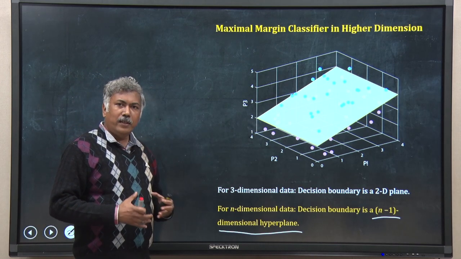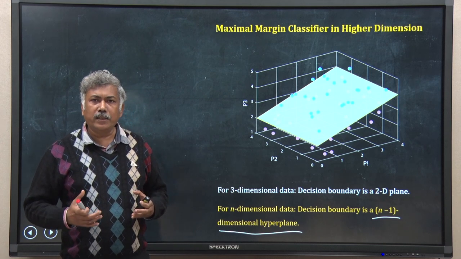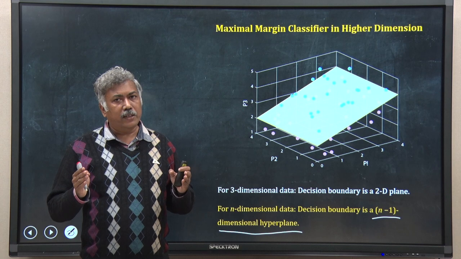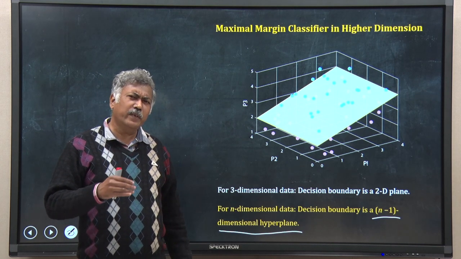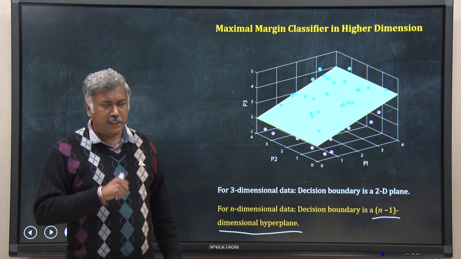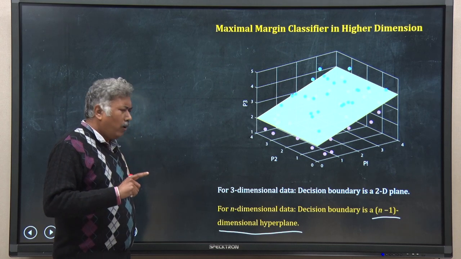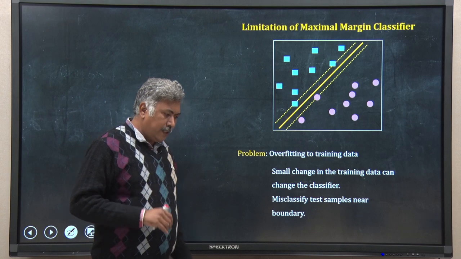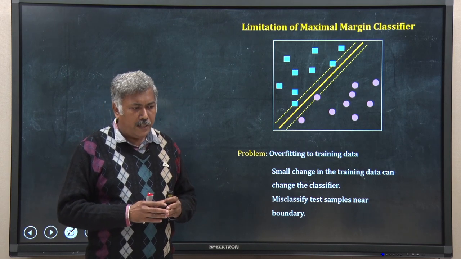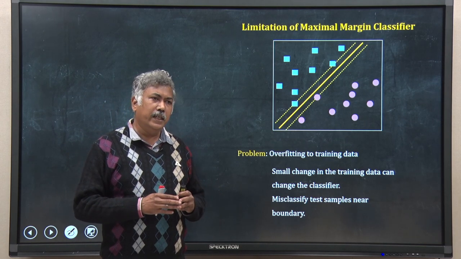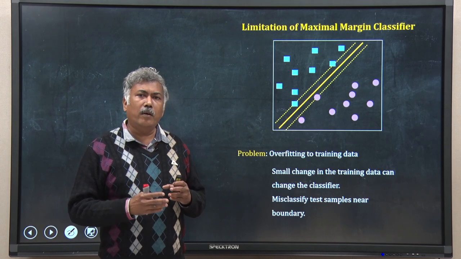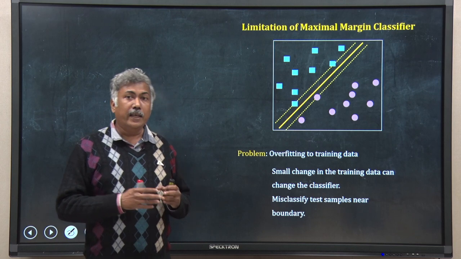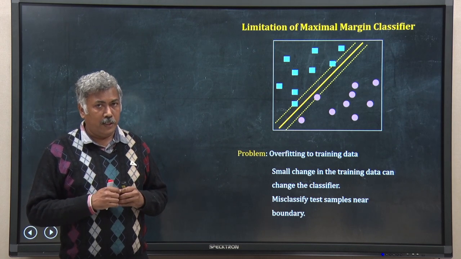So, this is how nicely the maximal margin classifier can divide and solve a binary classification problem. And it is very easy to implement using linear algebra. But everything is not good with it. There are also problems. See, any classification or regression method always suffers from the problem of overfitting. In this case also, this classifier can suffer from the problem of overfitting.